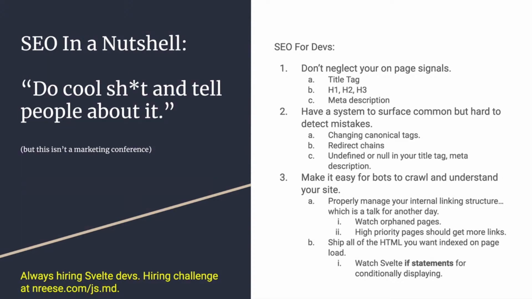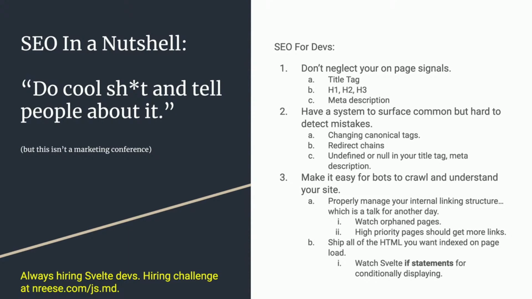There's some other things in here, but another one that's really common and often hard to detect if you don't have a system for it is when data is missing, especially with JavaScript frameworks. So you'll end up with undefineds or nulls in your title tag, meta description, or really anywhere on your page.